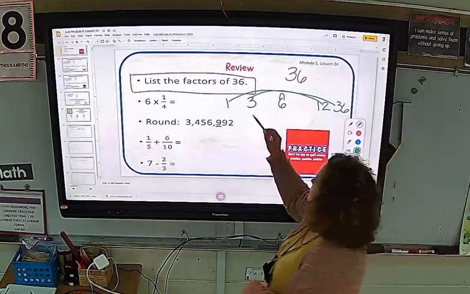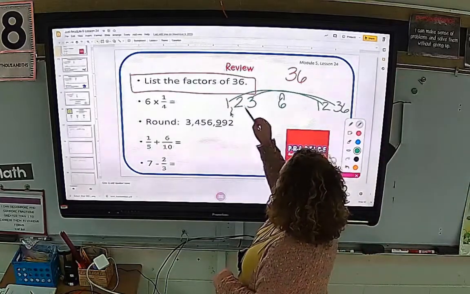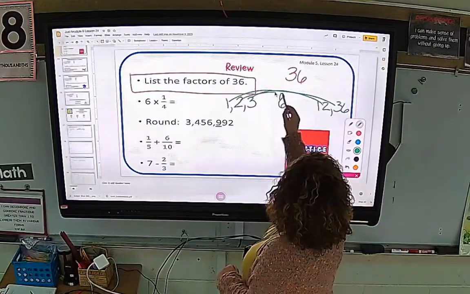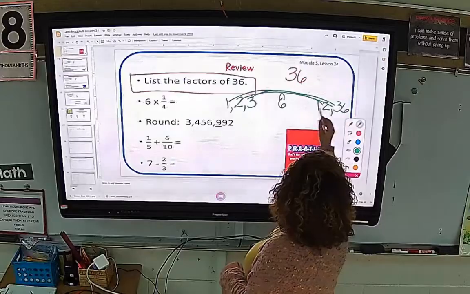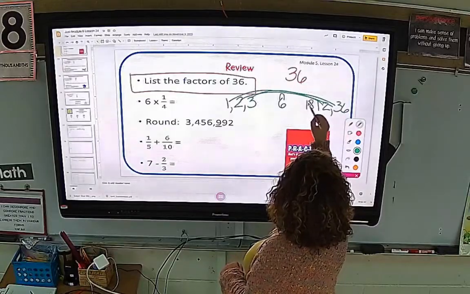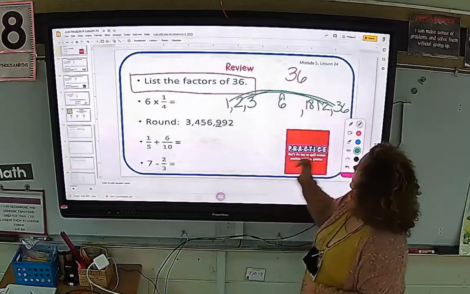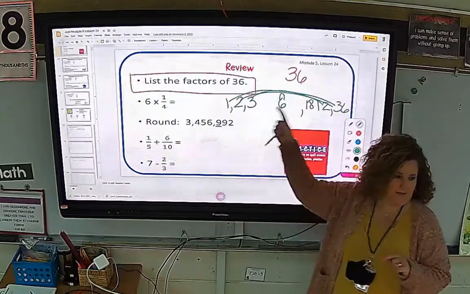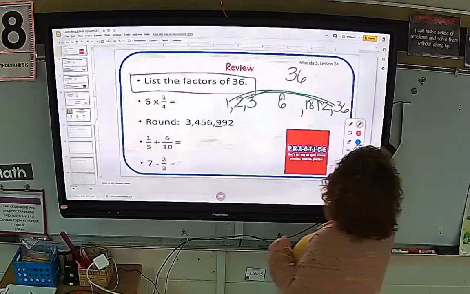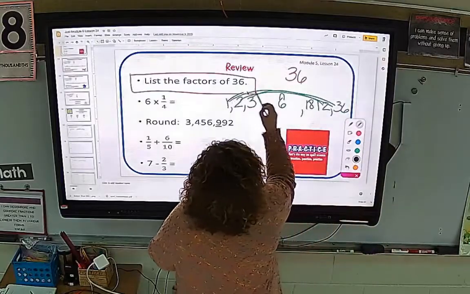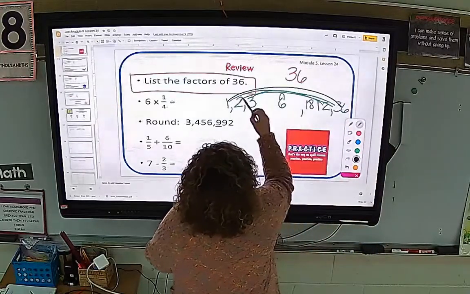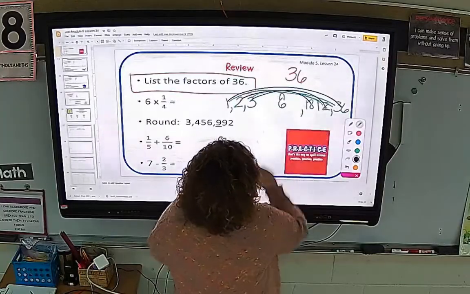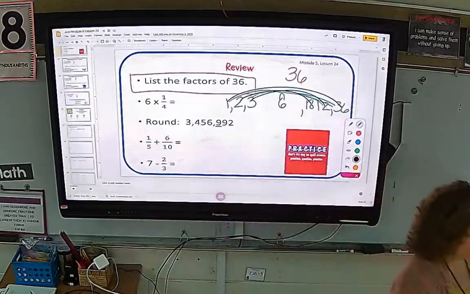2 times 18. Yeah, you knew 2 was in there somewhere because 36 is even. 2 times 18. Well, I didn't plan that out very well, did I? But that's okay if they're not in order. Can you tell where my arches are connecting? No. Let me redo that. 1 with 36. 2 with 18. 3 with 12. Mine kind of cross over a little bit because my numbers go a little wonky.